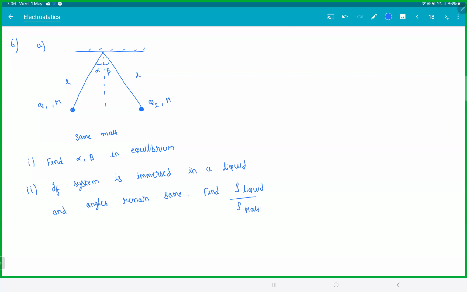Let's get this. So we have gravity is there. Two pendulums of length L, they have the same mass m and m, but charges are q1 and q2. Length is L and L. So find alpha and beta, the angles with the vertical, if the system is in equilibrium. If the whole system is immersed in a liquid and it is observed the angles remain the same, then find the density of the liquid by the density of the mass. Let's get this.